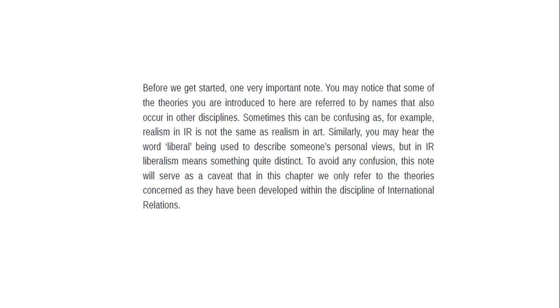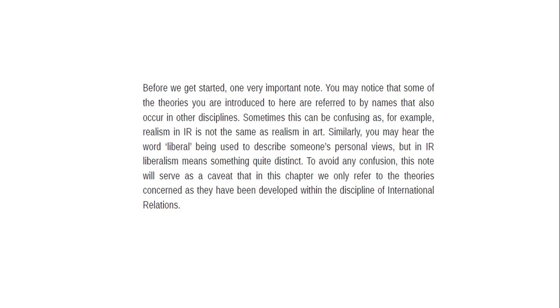Similarly, you may hear the word liberal being used to describe someone's personal views. You know, people say, I'm a liberal, I voted for Biden, college kids should not have to pay for their student loans, everything should be free, right? That's what you hear a lot of liberals saying, and those are their personal views. But in IR, liberalism means something quite distinct. I will do my best to explain what that means, okay?